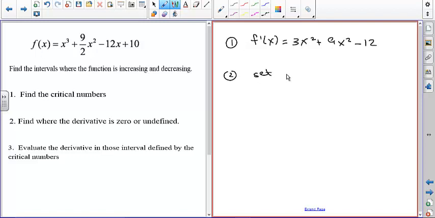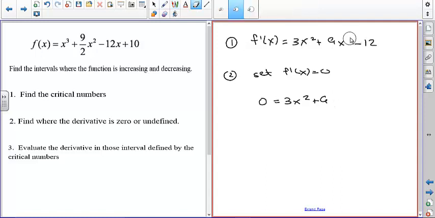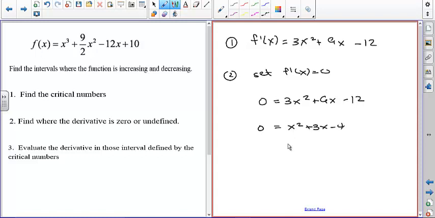Set f prime of x equal to 0. And that should not have an exponent to it. Okay, I'm going to divide by 3, so I'll get x squared plus 3x minus 4. And then we can factor it: x plus 4 times x minus 1. So you can see that's a correct factorization.